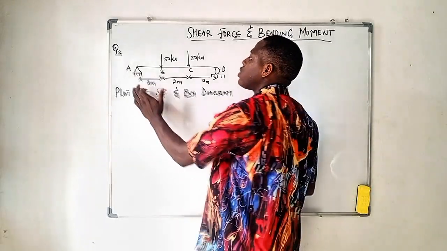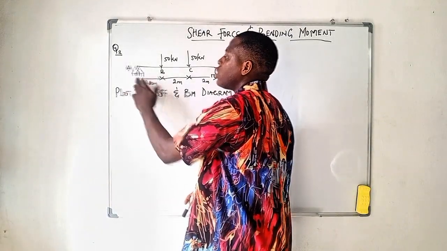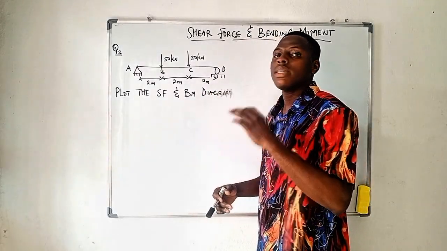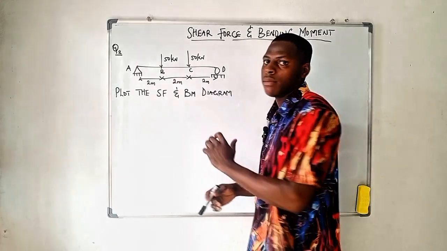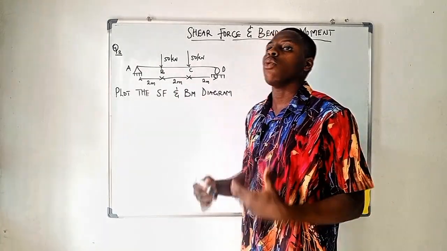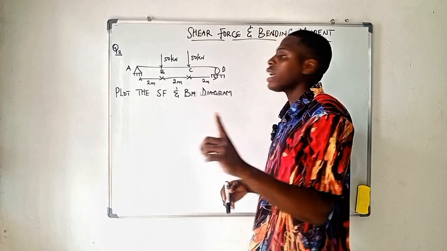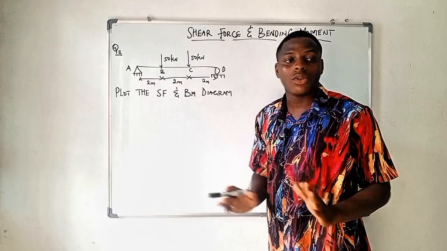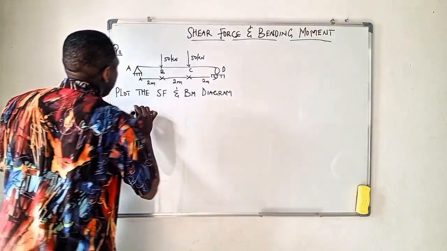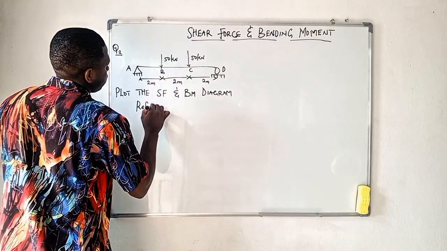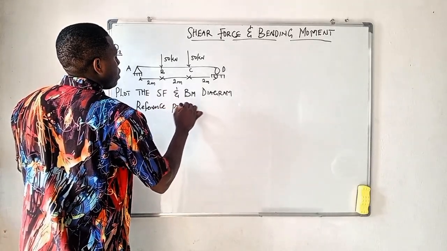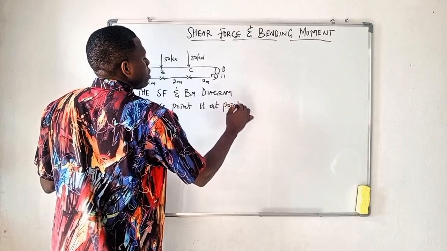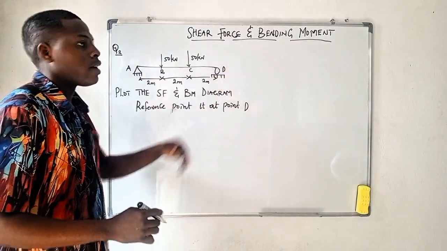Now, the next thing is how do you calculate your reactions? This one is your hinge support and the one here is your roller support. So what you do first is take a reference point from your diagram. I told you your reference point will come from your roller support. So where are we seeing our roller support? At point D. So your reference point will be at point D.